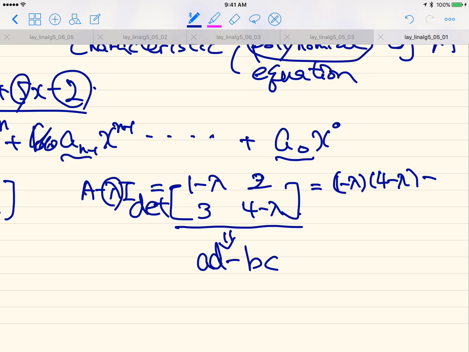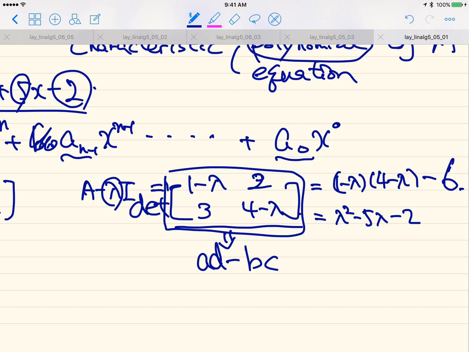minus what? Minus 6, okay? And so here we have lambda squared minus 5 lambda minus 2. After writing it all down, the determinant of your matrix A minus lambda I, which involves lambda as a variable, became a second order polynomial, which means the highest degree of your polynomial is 2.